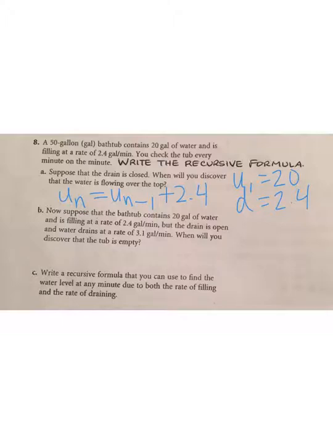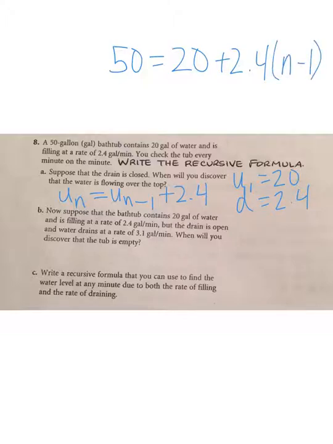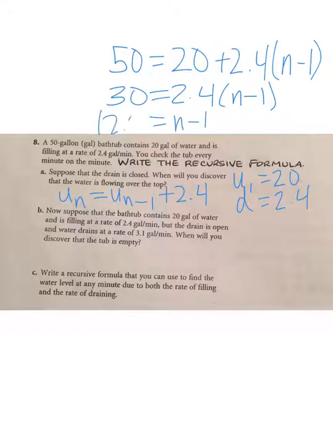So we're going to do 50 is equal to, in this case, 20 plus 2.4, and we're not sure how many times we want to add it. So you can go ahead and solve this equation pretty easily. I'm going to let you do some solving, but I will also solve. So when you do this, n minus 1 is equal to 12.5, so it's going to be at about 13 and a half minutes when you're going to get up to 50.